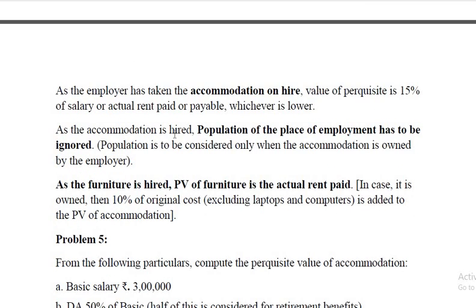See the notes, all these things I have already explained. As the employer has taken the accommodation on hire, value of perquisite is 15% of salary or actual rent paid or payable, whichever is less. As the accommodation is hired, population of the place of employment has to be ignored. Here in the problem, population is given 26 lakh. That should be simply ignored. Population is to be considered only when the accommodation is owned by the employer.